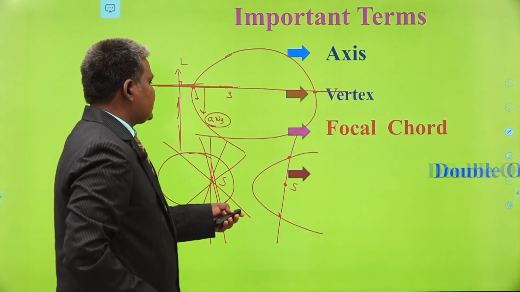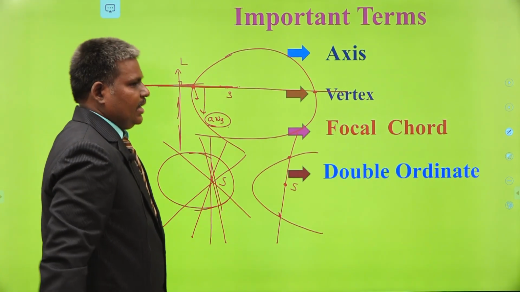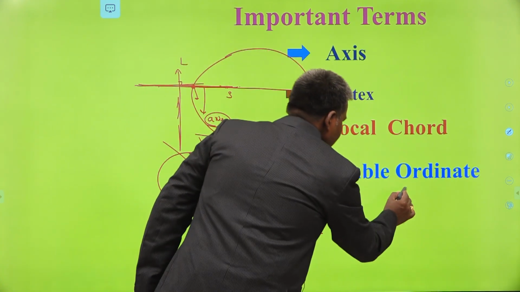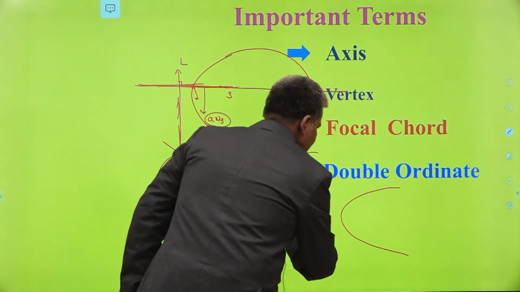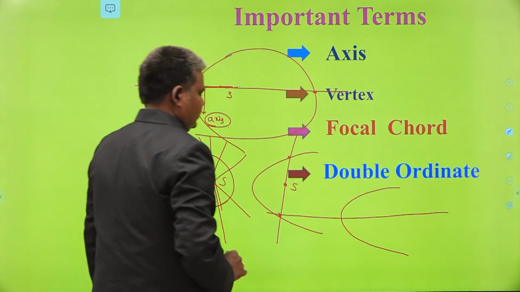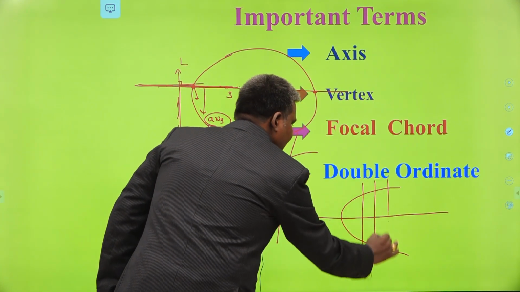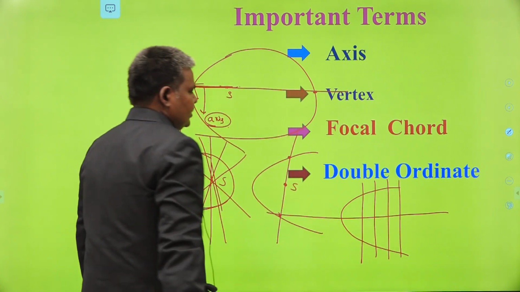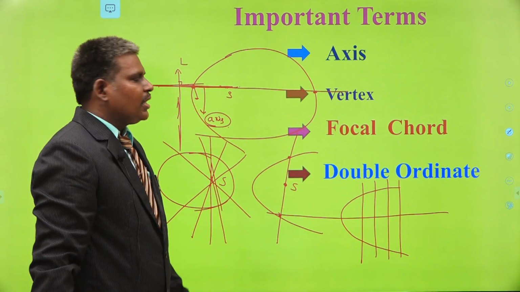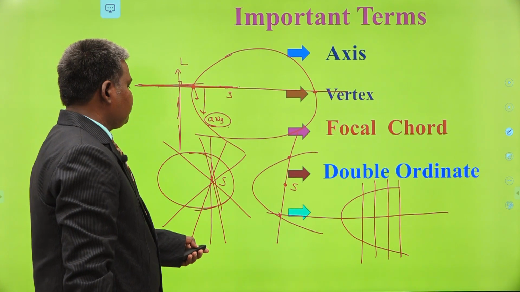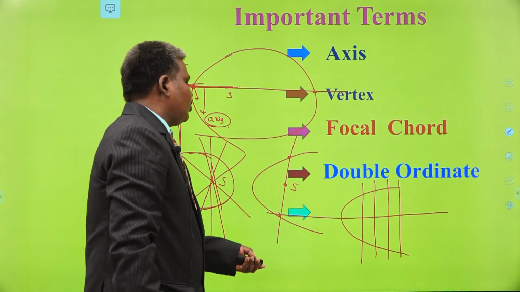Now, let us see the definition. Double ordinate. You know, this is some conic. This is the axis of the conic. If you draw a line which is perpendicular to this axis, it is called a double ordinate. This is called a double ordinate. You can draw an infinite number of double ordinates.